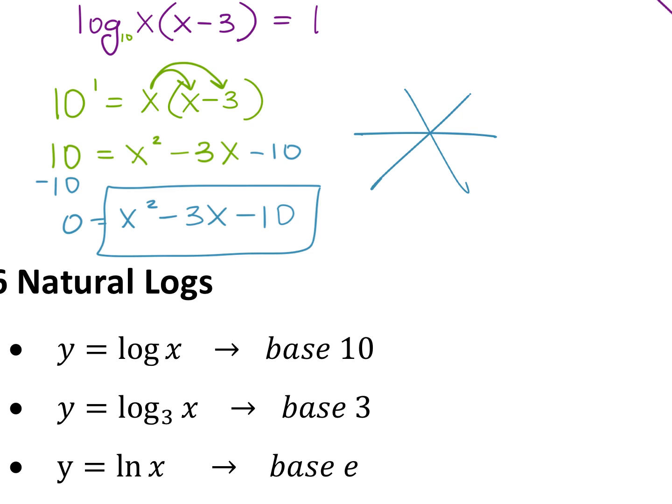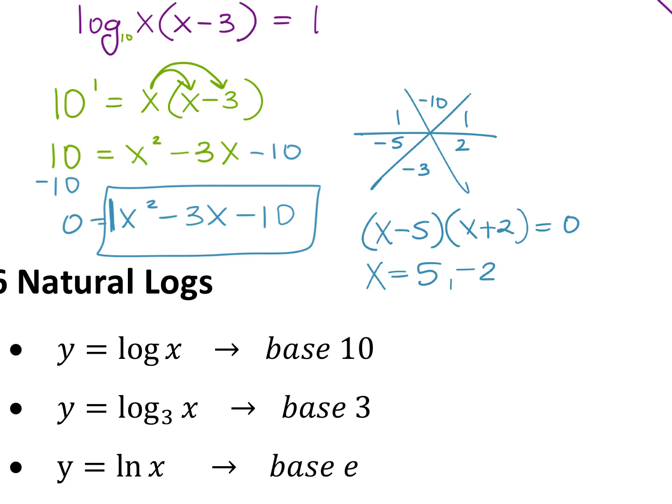Okay, so if we do the star method, do you remember what goes on top here? Negative 10 on top, negative 3 on bottom. Your A term is 1, right? That's this number 1 out in front. What can you multiply to get a negative 10 that you can add to get a negative 3? Negative 5, positive 2. So that is x minus 5, x plus 2 equals 0. So what is x? 5 and negative 2.